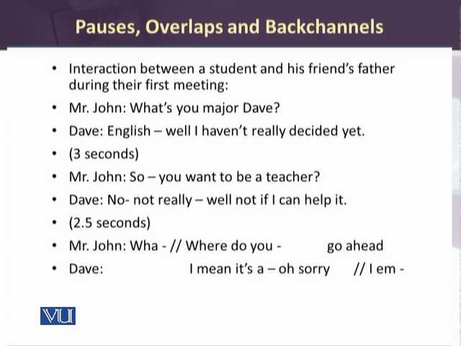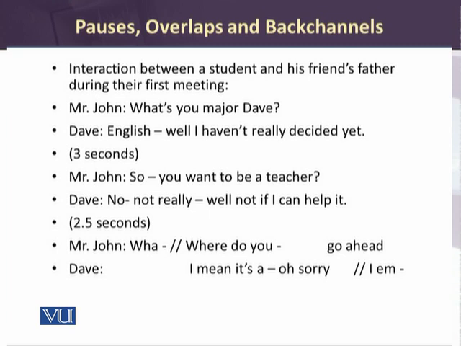He retrieved his words. And then there is a pause of 3 seconds, which is mentioned. A pause of 3 seconds is usually considered a bigger pause, and it is evident, and it is usually written in brackets in the transcription of conversation. Mr. John, after this pause, says, "So," then again a little pause, "you want to be a teacher?" Dave: "No." Again a little pause, "Not really." Then again a little pause, "Well, not if I can help it." Then again a longer pause of 2.5 seconds. And then Mr. John says, "What?"